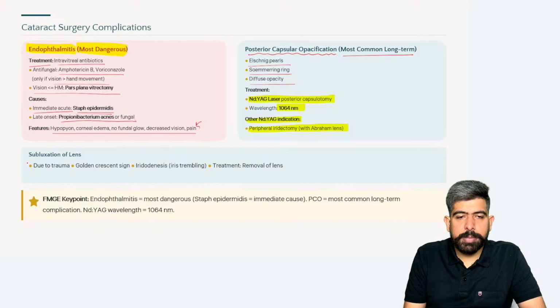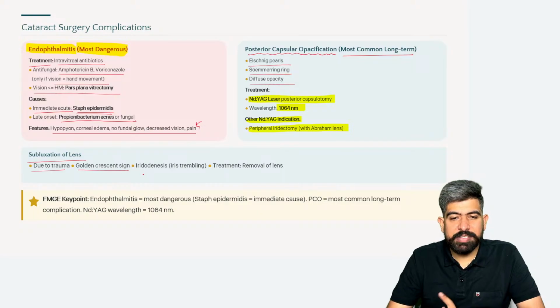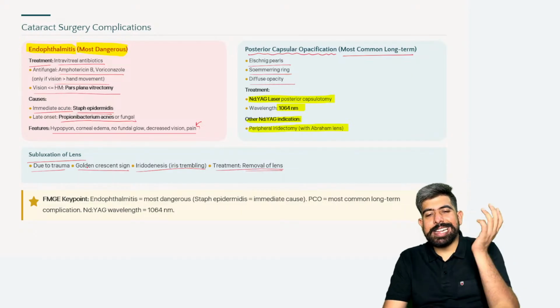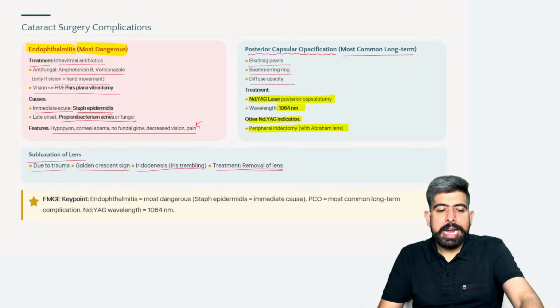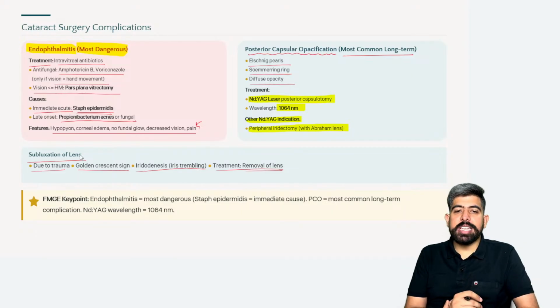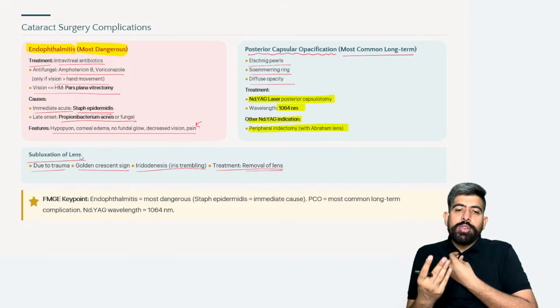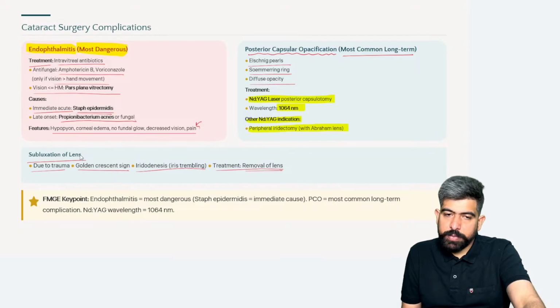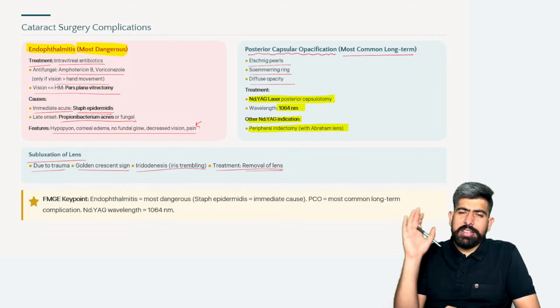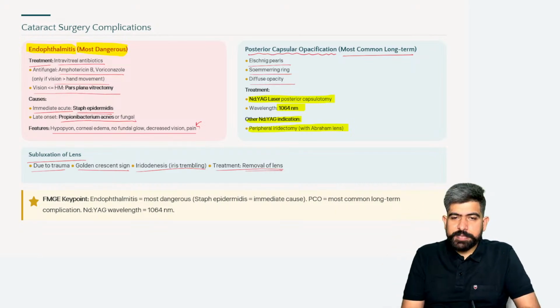Next we talk about subluxation of the lens due to trauma. The golden crescent sign may be present, and iridodonesis will be present. The treatment is removal of the lens. If the zonules break down and the lens is now in the posterior segment, what should be the treatment? Of course, we have to remove the lens. This is the best thing to do. After that, we can put in an artificial lens, an aphakic lens, in this condition.